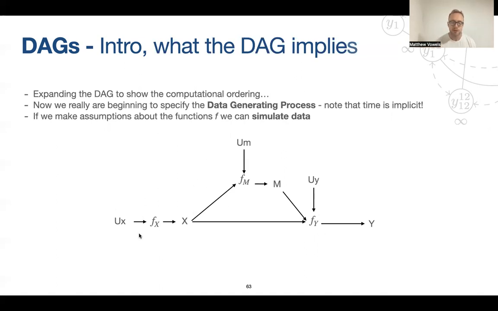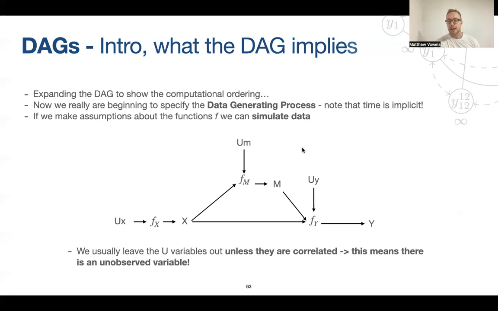When you come to generate your own data, which we will be doing in R and Python, it's actually very handy to know about all this underlying implied causal process, because then we can make it explicit and generate data according to that process. But generally, we leave them out. Unless these unobserved noise variables are correlated, because if they are, it means that there's actually an unobserved variable that correlates those two variables.